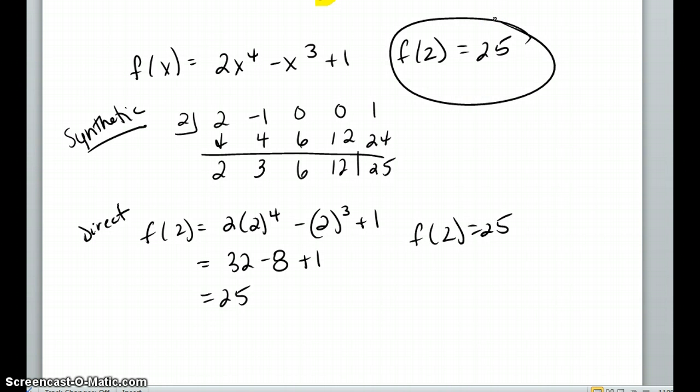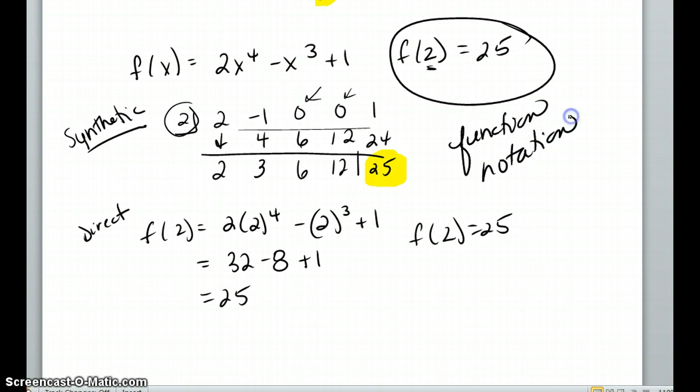Just remember, guys, you have to use the number they want you to evaluate. You need to write down all the coefficients and insert zeros for missing terms. Then you look for the number to the right of the bar, and that's your answer. Make sure you write your answers with function notation: f of whatever you're evaluating equals whatever you found.